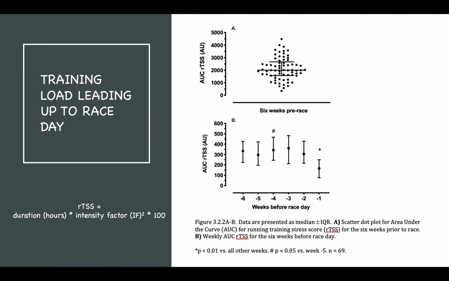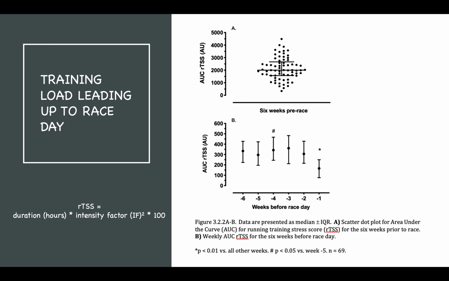And what we see in graph A is that there's a huge variation in the amount of training done in the 6 weeks leading up to race day for the participant group. There was no minimum or maximum training requirement to be part of the study. Anyone who was registered to run this race and who actually completed the race was allowed to be in the study. So it just represents that runners who are doing this race have a really wide range in training load.